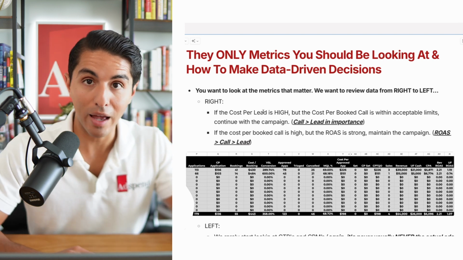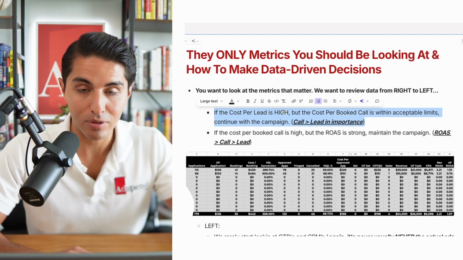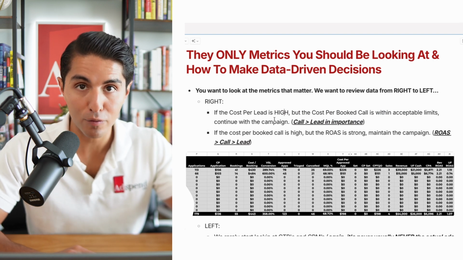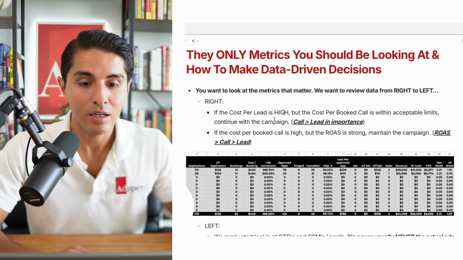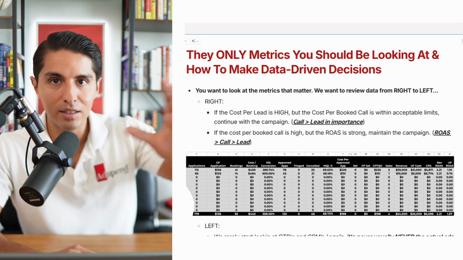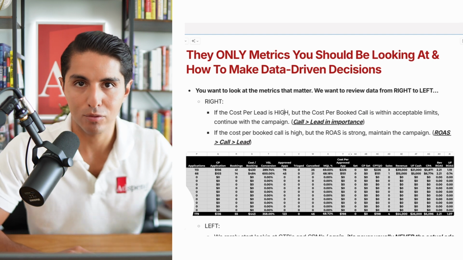But beyond that, if the cost per lead is high, but the cost per booked call is within acceptable limits and it's affordable for your campaign and for your offer and for your unit economics as a client, then continue with that campaign. So again, call is greater than lead in order of importance to look at, right to left.